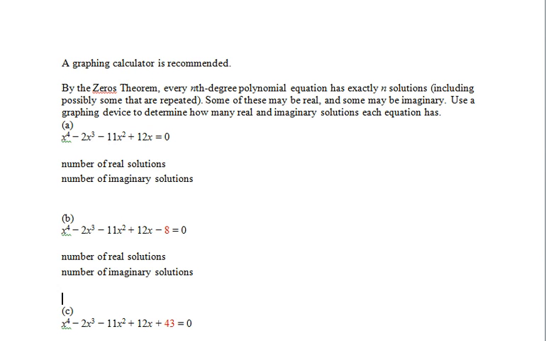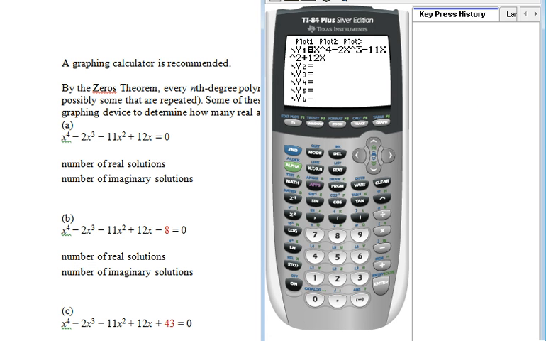Here we are given three polynomials and asked to use the zeros theorem to determine the number of real and imaginary zeros of each. The zeros theorem says that every nth degree polynomial equation has exactly n solutions in the set of complex numbers. So let's look at the first equation, x to the fourth minus 2x cubed minus 11x squared plus 12x equals 0.